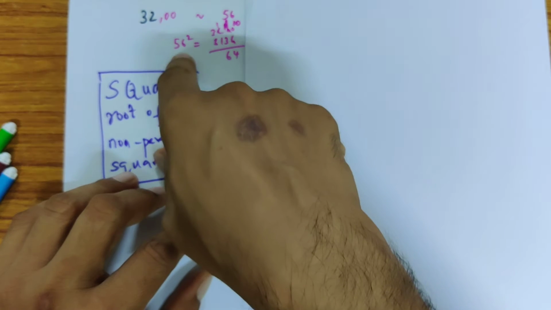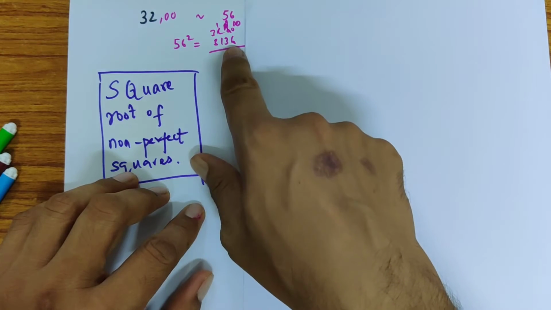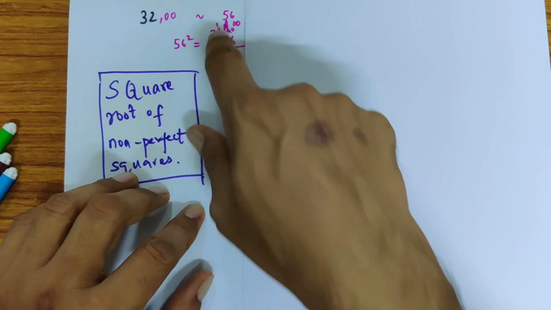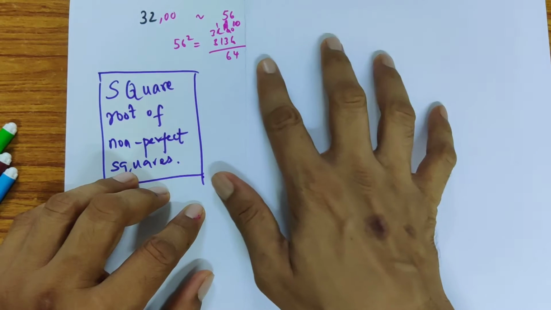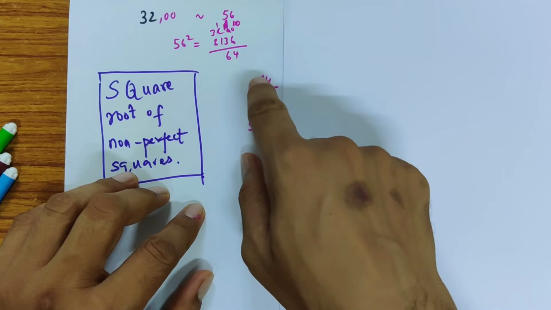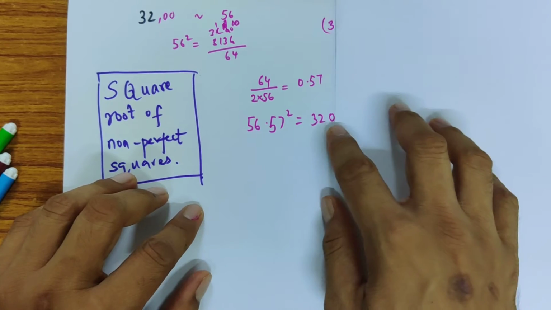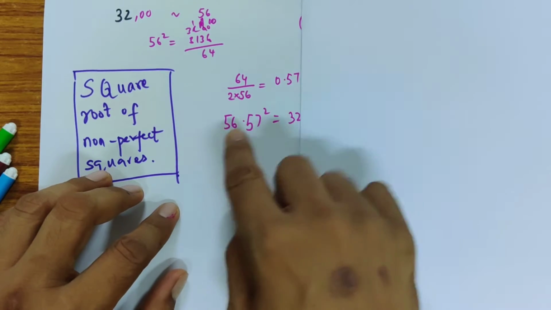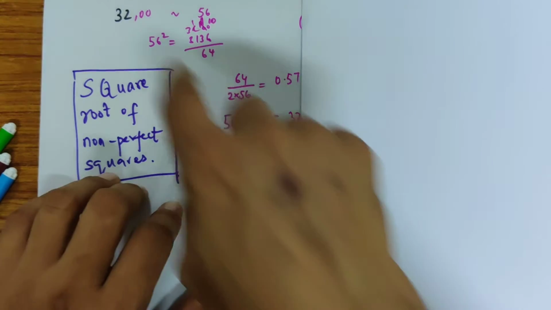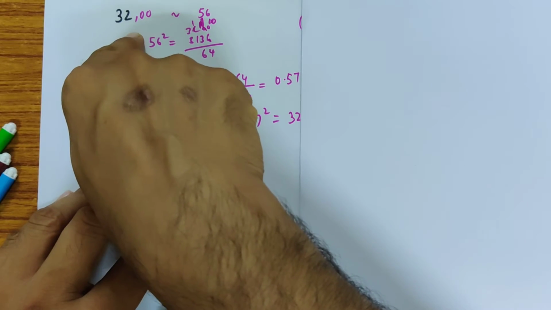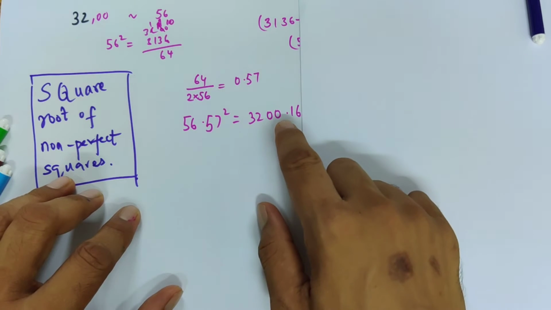So that closest square, 56 squared, gives you 3136. How far is 3200 from here? It is 64 more than this perfect square. So what you do is take 64 and divide it by 2 times 56, and that gives you 0.57. If you add this 0.57 to 56, you get 56.57, which is a close enough square root of 3200. If you square it, you get 3200.16.